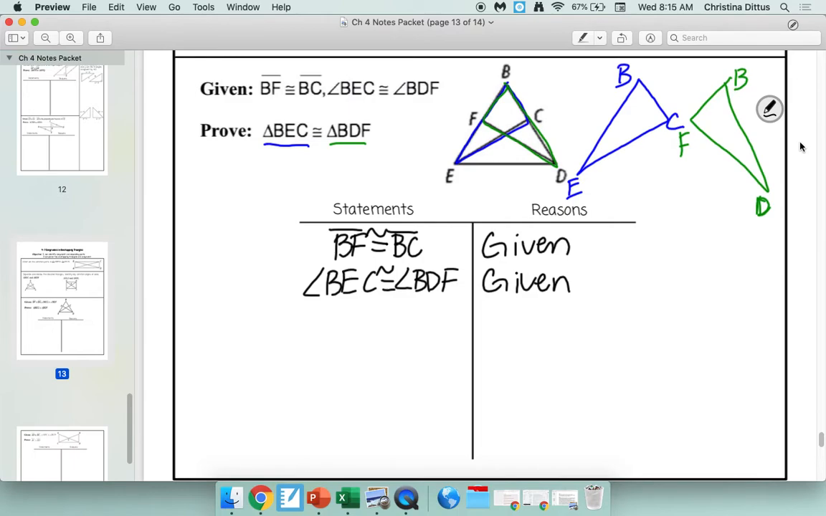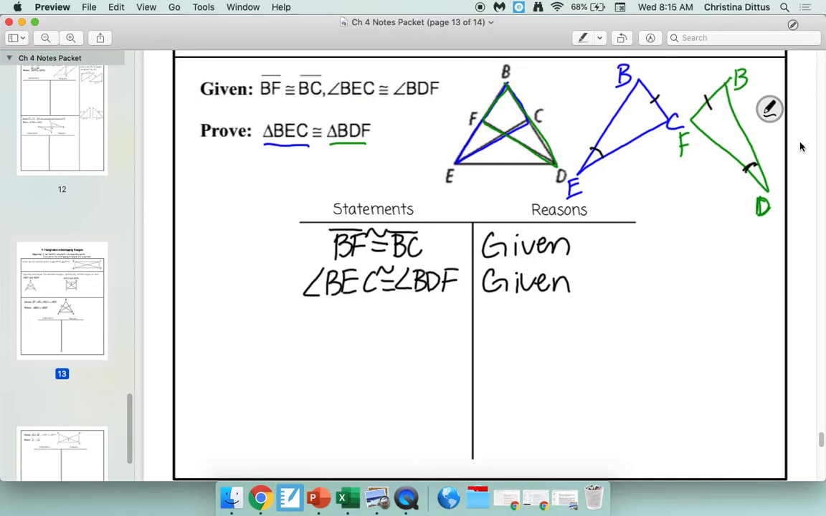Alright. Now, the reason we separate these triangles and redraw them is because if I started putting dashes on this overlapping one, you have no idea what's going on. It just looks like a disaster. So that's why we separate them. So we got to mark that BF is congruent to BC. So BF, BC, those are congruent. And then we also have that angle BEC, that's that one, is congruent to BDF, that one.